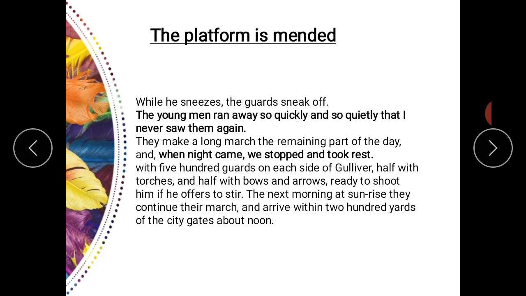They make a long march for the remaining part of the day, and when night came we stopped and took rest, with 500 guards on each side of Gulliver. See, very strong army, very strong people, half with torches and half with bows and arrows, ready to shoot him if he offers to stir. If he is going to move a little bit, they will be ready to shoot him. The next morning at sunrise, they continue their march and arrive within 200 yards of the city gates about noon.